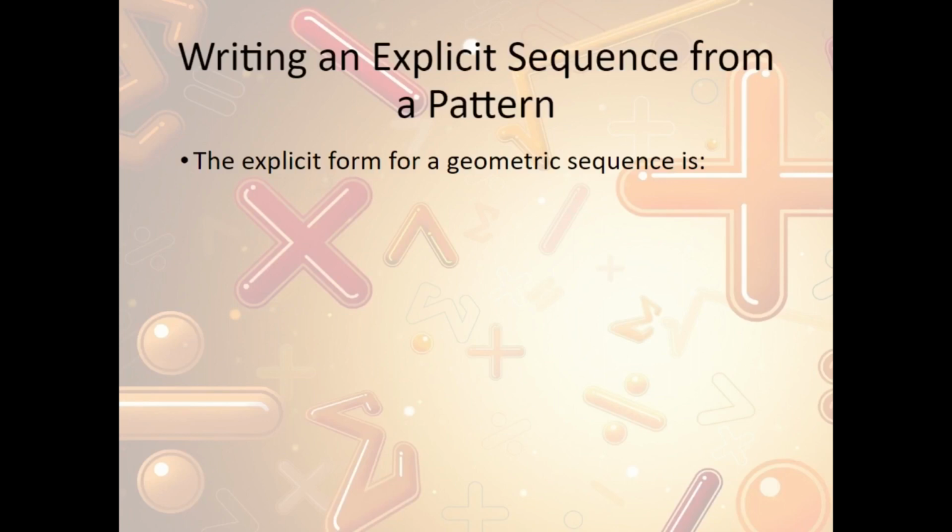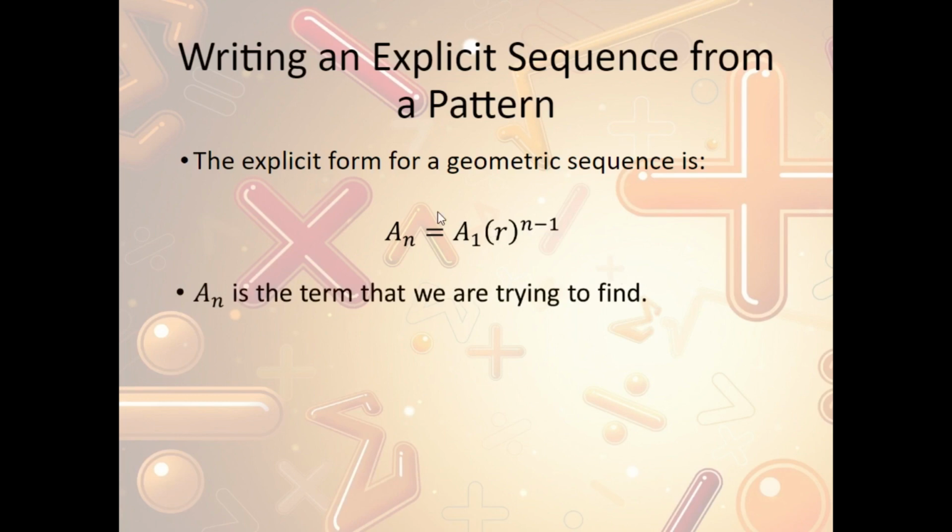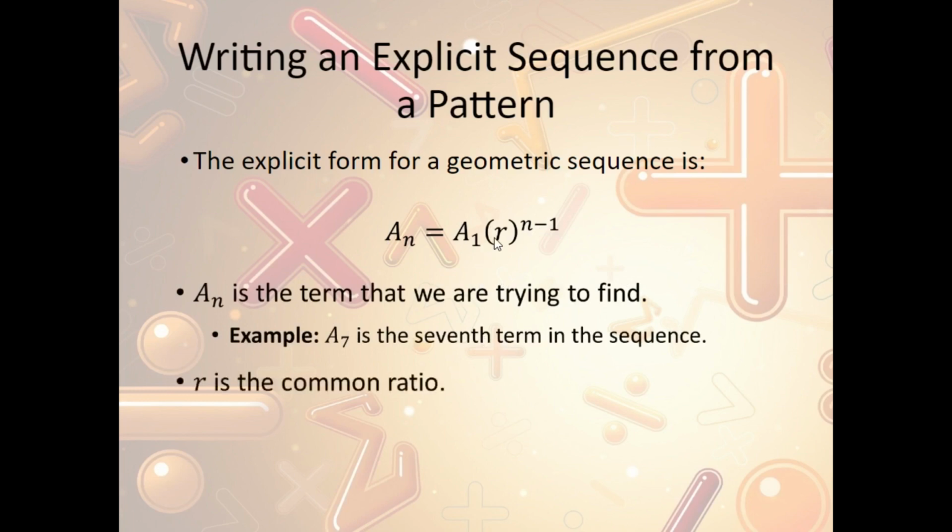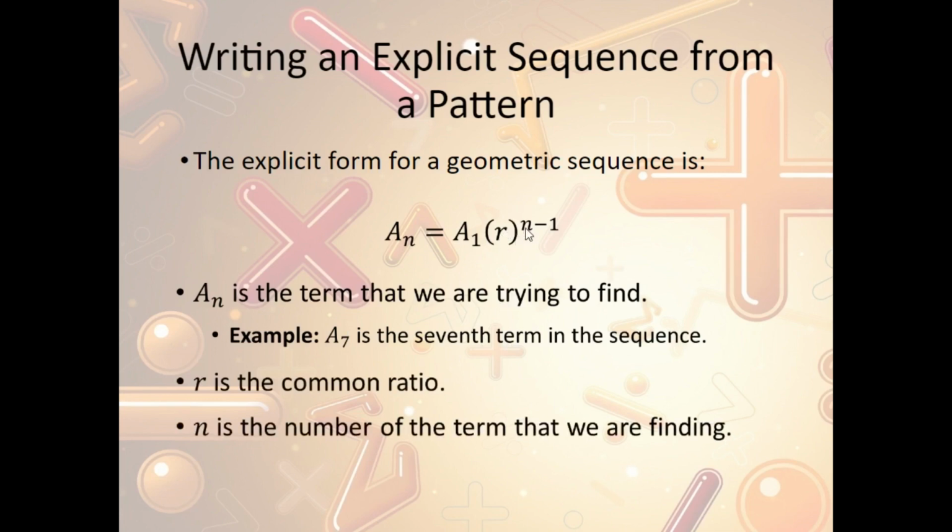Now let's talk about the explicit form for a geometric sequence. The explicit form looks like this. a_n is equal to a_1 times r to the n minus 1 power. A_n in this case represents the term we are trying to find. For instance, a_7 would be the seventh term in the sequence. R represents the common ratio. N represents the number of the term that we're trying to find. And a_1 represents the first term in the sequence.